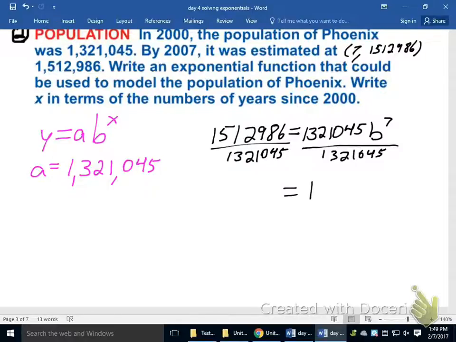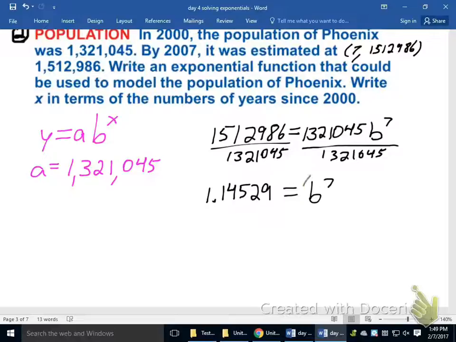Alright, and what I get is now b to the 7th is equal to about 1.14, I'm going to say 529. I'm taking it pretty far out, so that way whenever I do an operation here in just a second, it won't distort that number too bad. Now I'm going to solve for b.